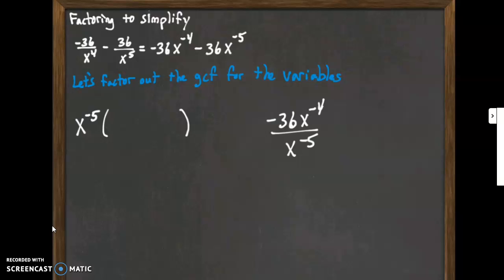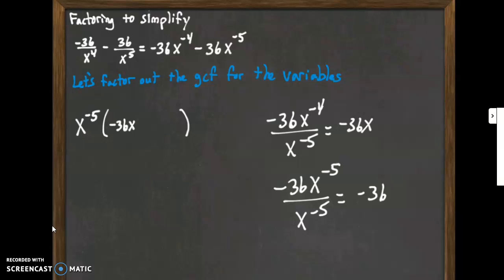Now remember, when we divide with exponents, we subtract. So that'll be negative 4 minus a negative 5. So it becomes negative 4 plus 5, which is positive 1. So we get negative 36x. And then we continue to divide, taking the other term, negative 36x to the negative fifth, and also dividing that by x to the negative fifth. Here the x to the negative fifths just cancel out, and we get negative 36. So this will factor as x to the negative fifth times negative 36x minus 36.